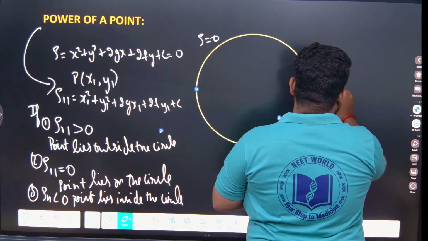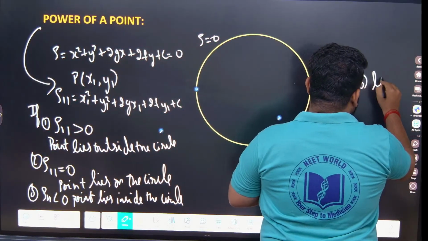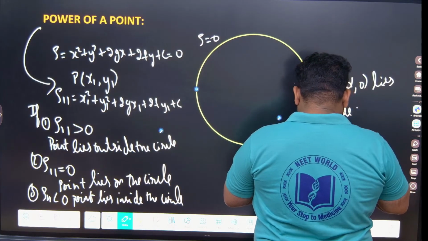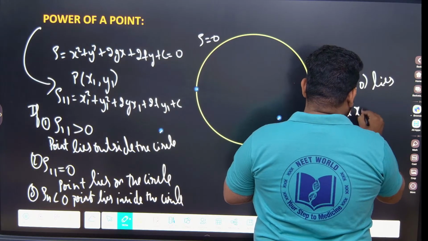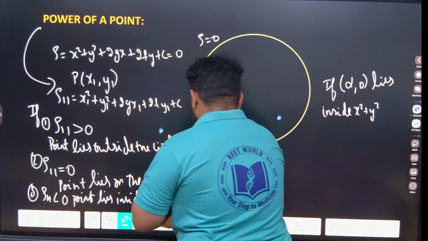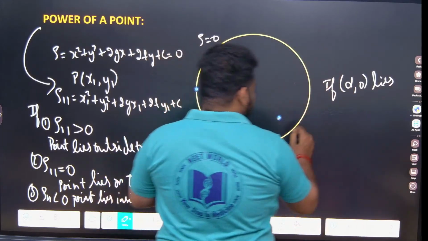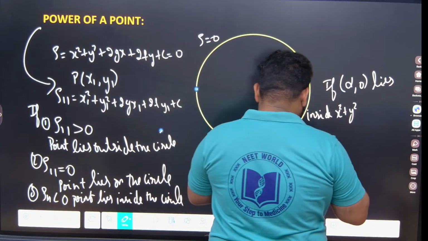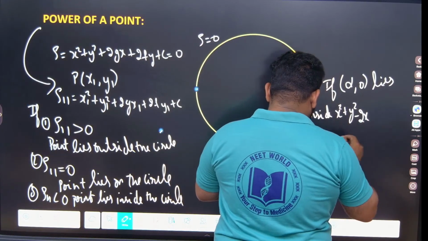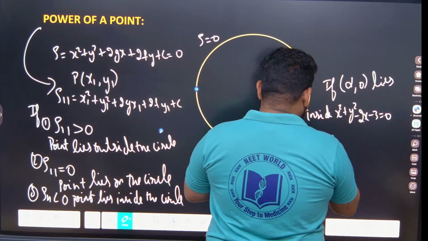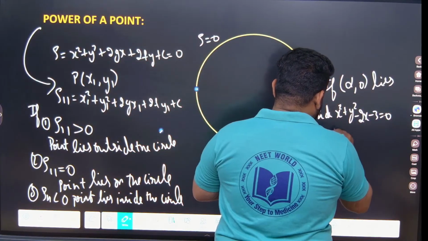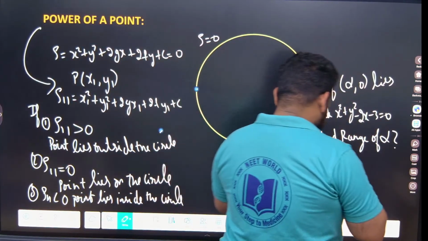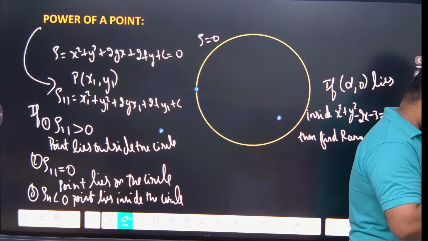If (alpha, 0) lies inside x square plus y square minus 2x minus 3 is equal to 0, then find the range of alpha. This is my question. All of you please try.